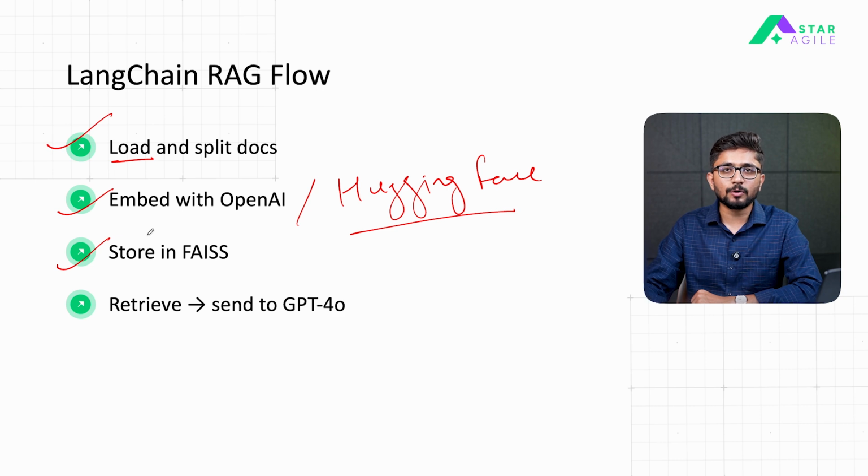And finally, once the document store is ready, we can use that to retrieve the relevant information or relevant documents based upon an input query, create a context, and send it to our large language model for further processing. Let's implement this using Python really quickly.